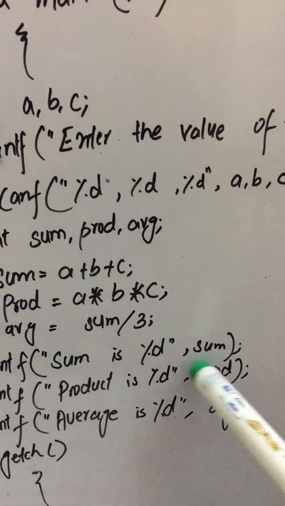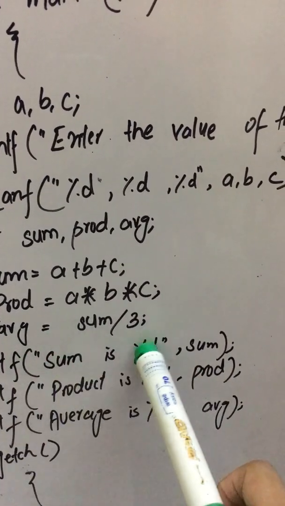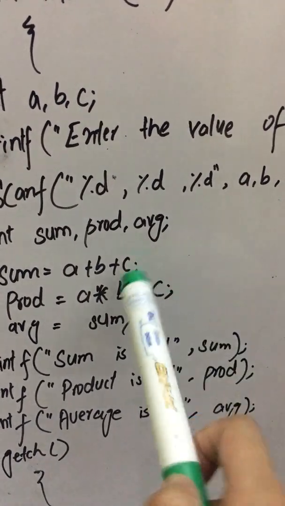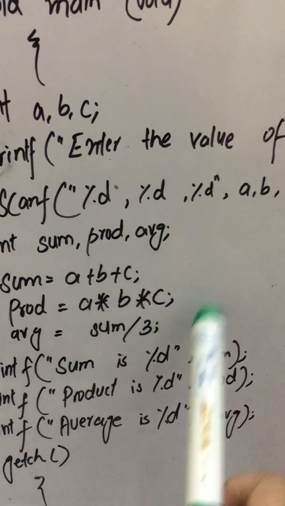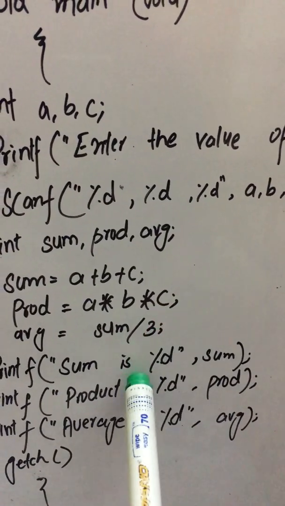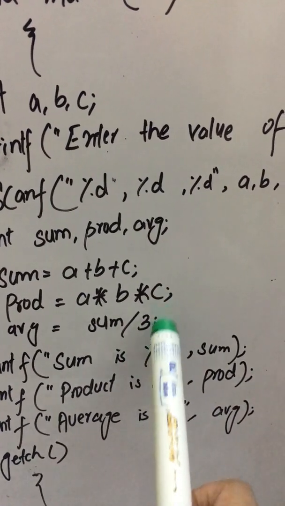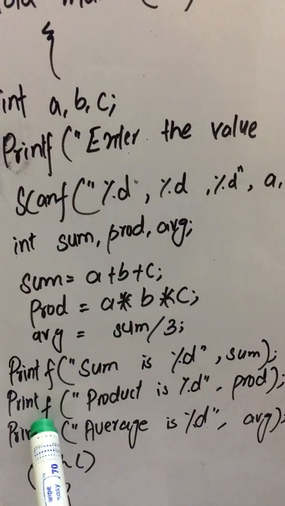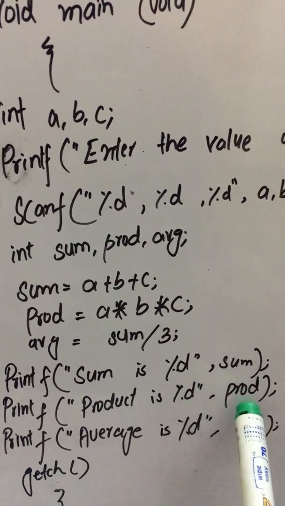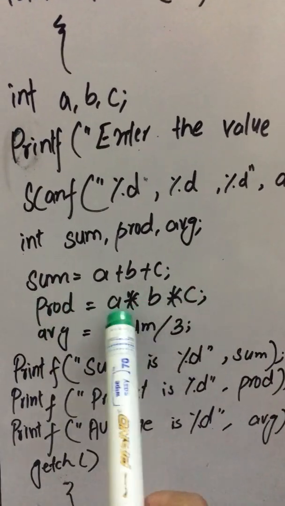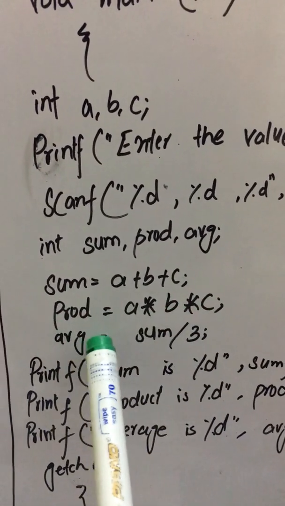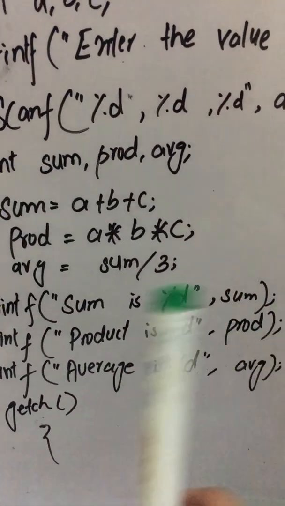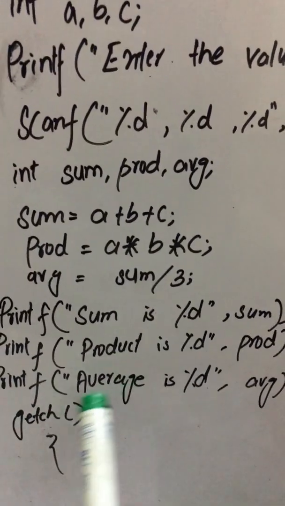So our first processed result is printf sum is %d, comma sum. It is going to print the value of the sum that we have found over here. The %d format specifier will help you to display its value. Then similarly, product is %d, comma prod. Here we have found the product of these three variables, and in this line the result will be displayed on the output device. Then similarly, we have average.